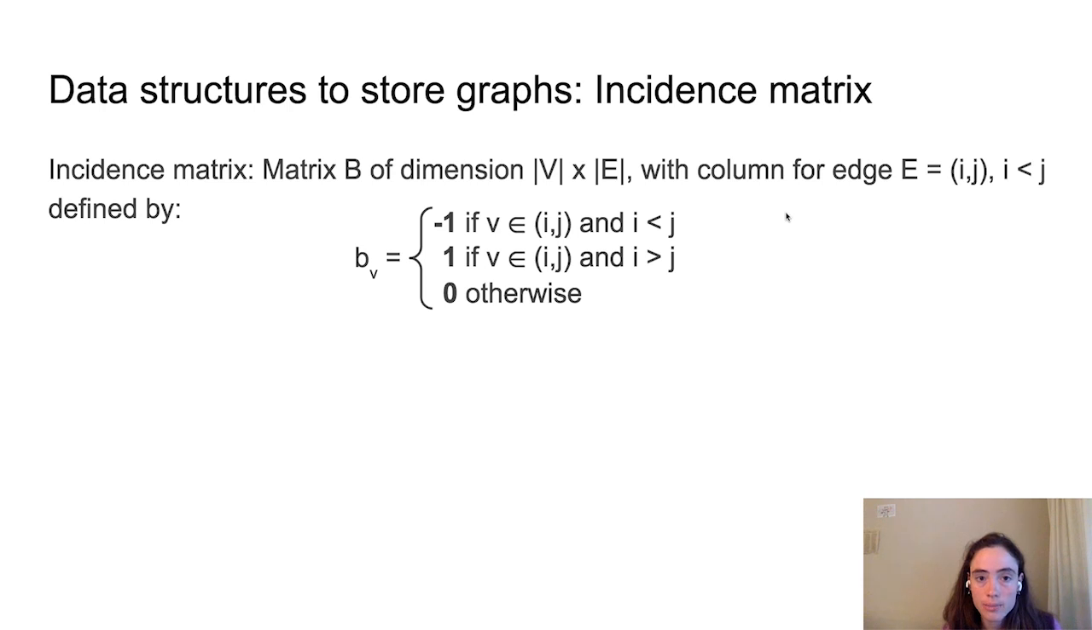So in the column corresponding to a specific edge, if the edge is ij, then in row i of that column, if i is less than j, there would be a -1, and in row j, there would be a 1, and all the other entries in that column would be 0.